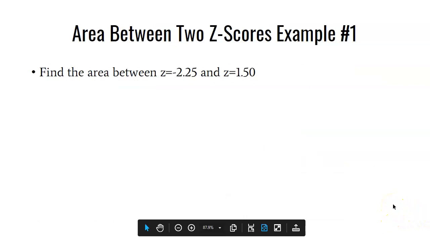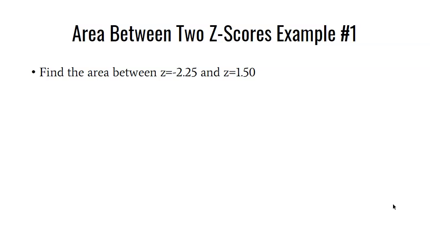All right, so I would like you to pause here, and I want you to find the area between z equals negative 2.25 and z equals 1.50. Please, please, please sketch. It really does help.